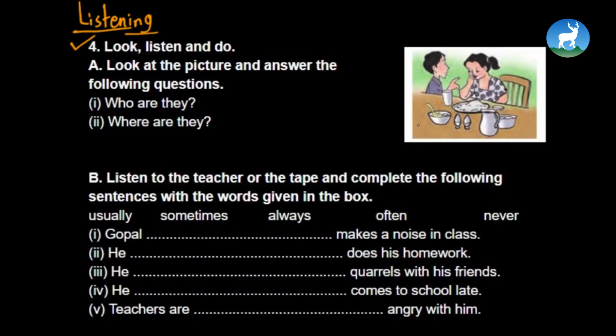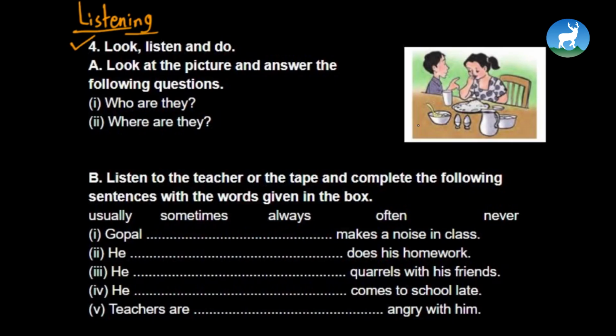I have a friend. His name is Gopal. We study together in class 4. He always makes a noise in class. He never does his homework. He sometimes quarrels with his friends. He often comes to school late. Teachers are usually angry with him, but he never listens to them.